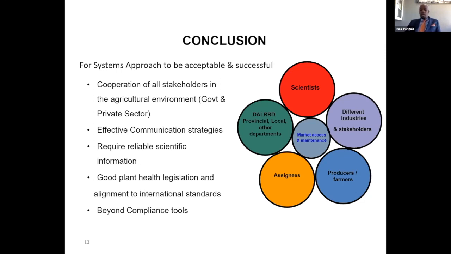So by working together, we work out all the solutions, and the research institutes help us to get reliable scientific information and justification for all the measures we want to put in place. Especially our effective communication strategies, because in South Africa we have forums where we meet up with the stakeholders in the different industries, being the citrus, deciduous fruit.